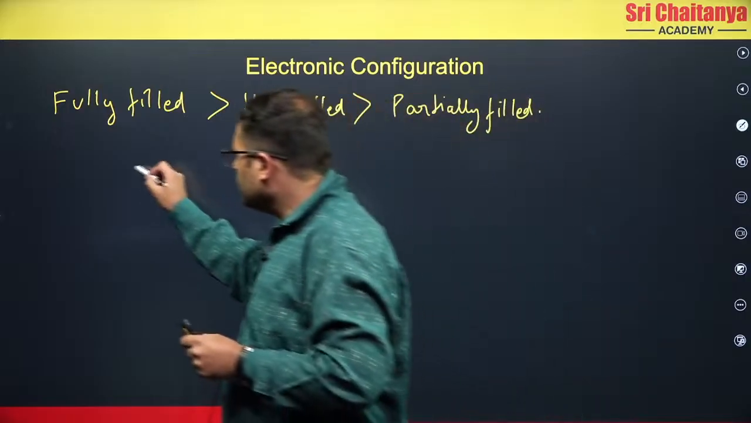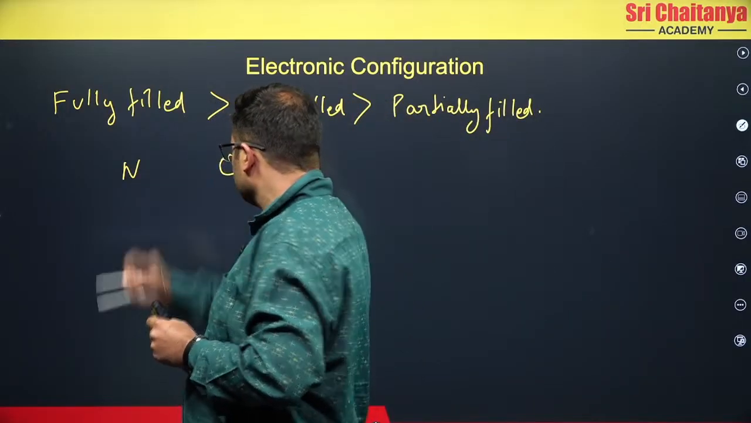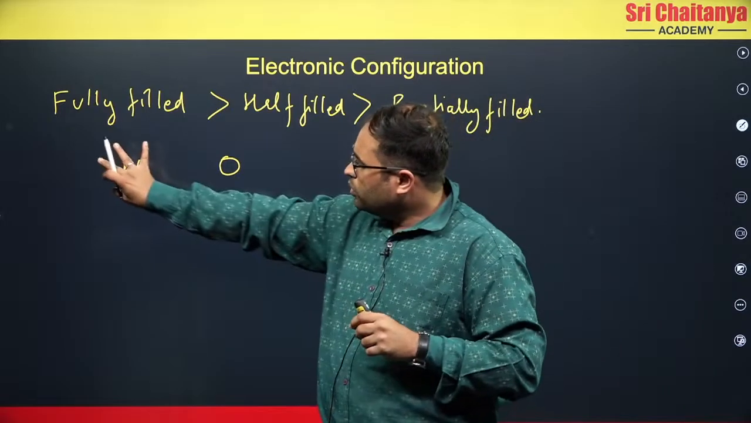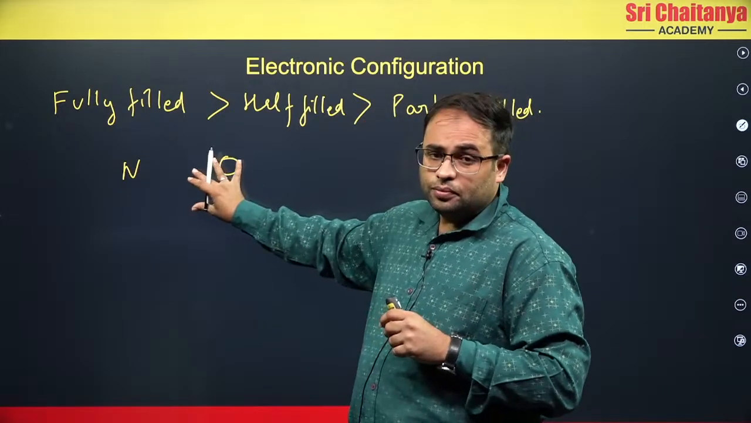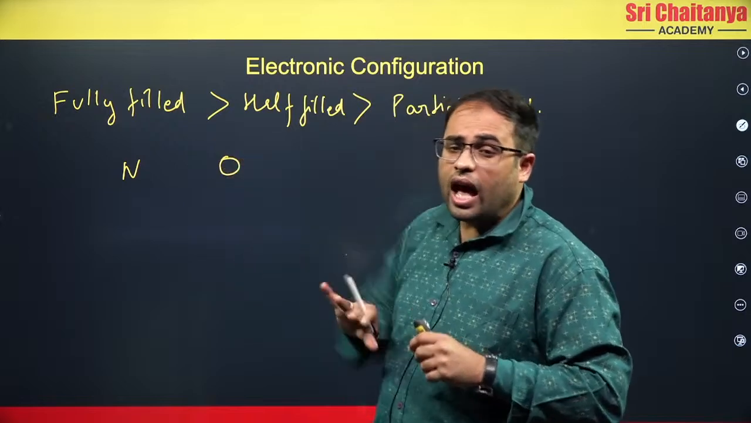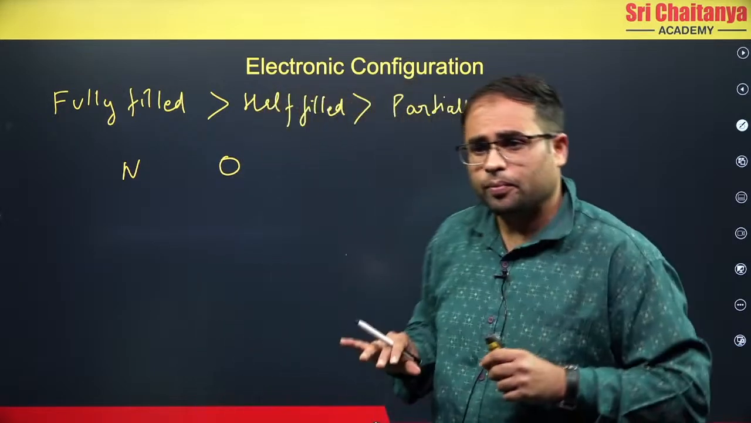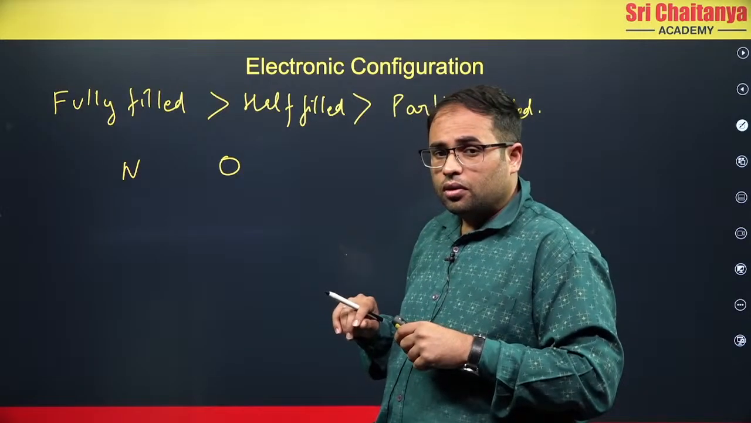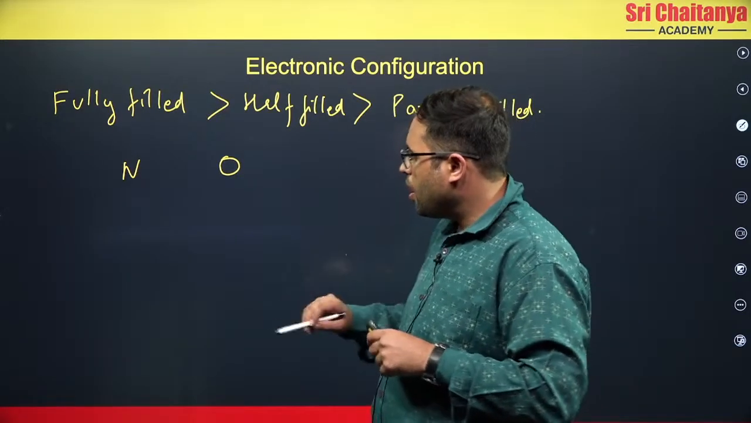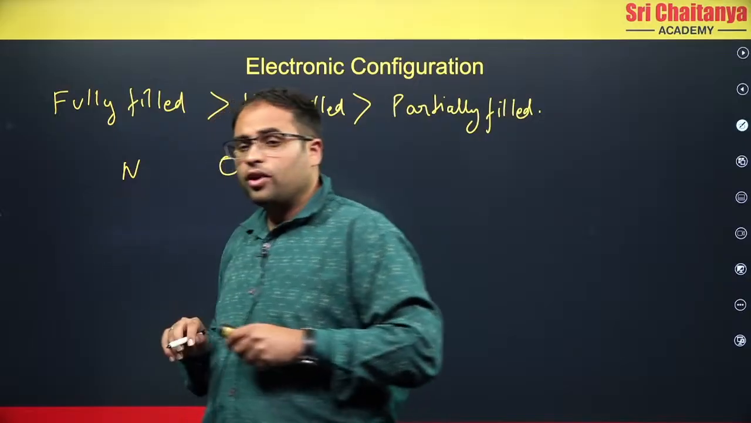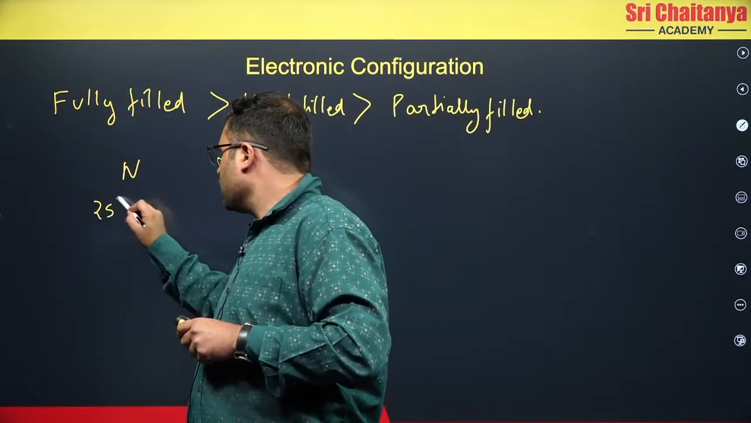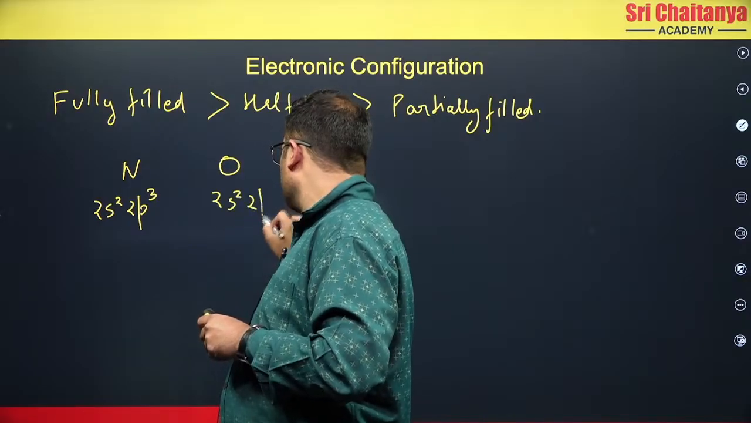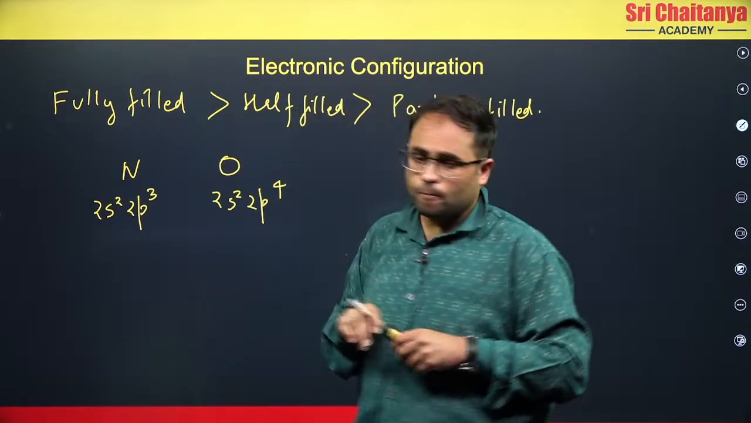Let us talk about first nitrogen and oxygen, right? Out of nitrogen and oxygen, who will have higher ionization energy? What is the configuration of nitrogen? 2s2 2p3, and 2s2 2p4 for oxygen, right?